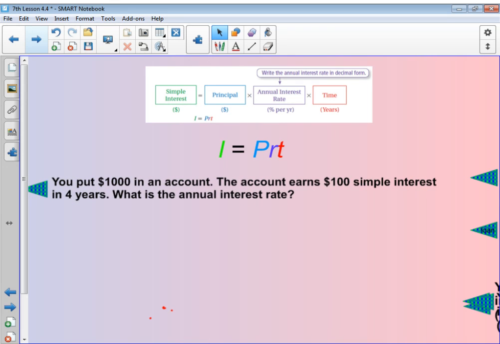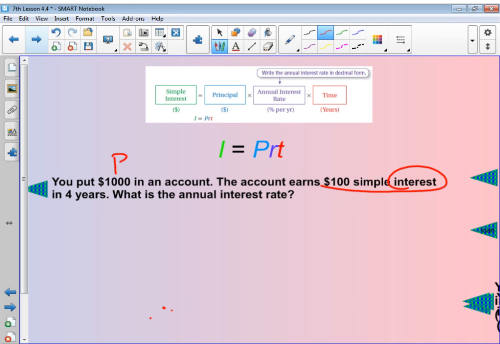Okay, you put $1,000 in an account. So there's your principal. The account earns $100 simple interest. There's our I. In 4 years, there's our T, that's our time. What is the annual percentage rate? So now we're going to plug it in. Do we know the I? Yep, that was $100. Our equal sign. Do we know the P? Yes, that was 1,000. Do we know the R? Nope, so I'm going to wait to write that down, but I know the T is 4 years. Now I'm going to write my R in the back.